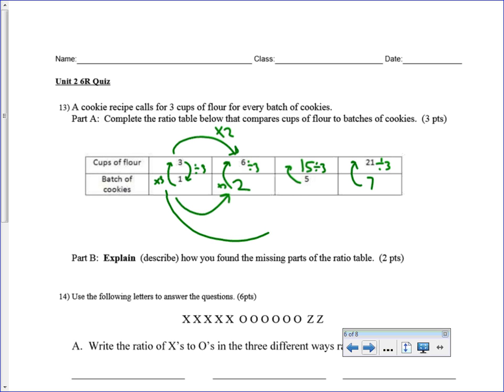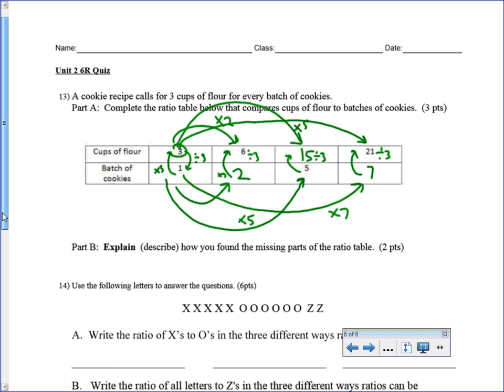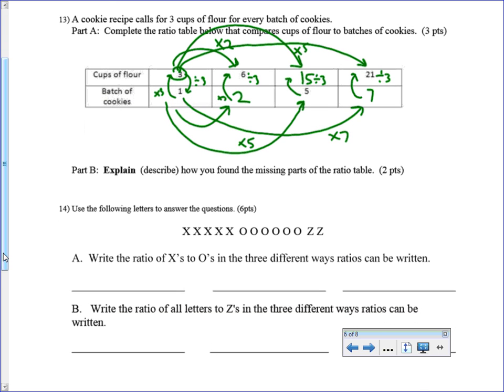But how about this? What's 1 times 5? 5. So what do you have to do to the 3 to get here? Times 5. 3 times 5 is 15. 1 times 7 is 7. 3 times 7 is 21. It's good. Explain how you found it. Pretty much, if you got the answers right, your explanation was right. But it's all about proportions. Whatever you did to the top, you had to do to the bottom. All right? Keep the balance.